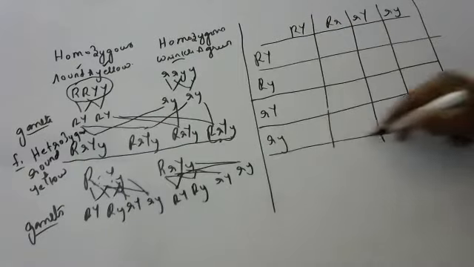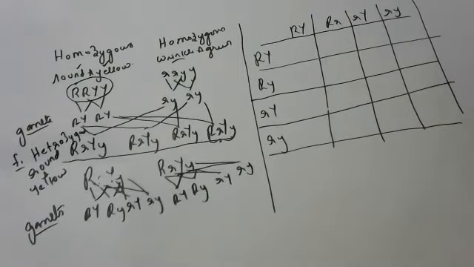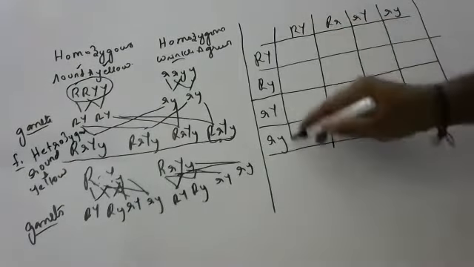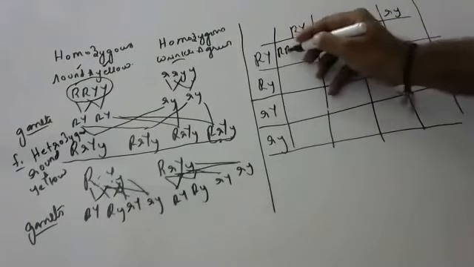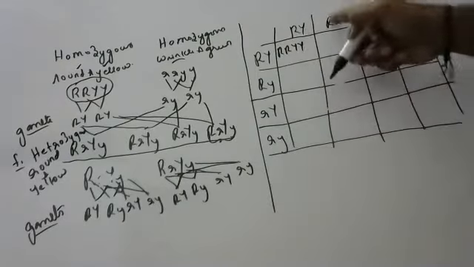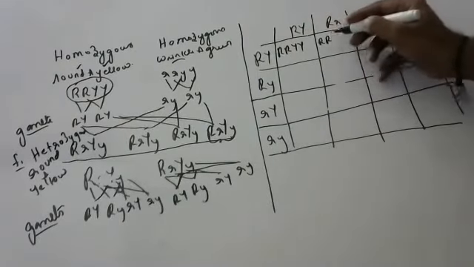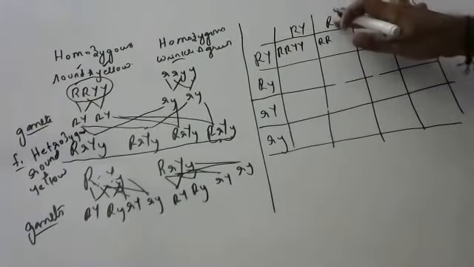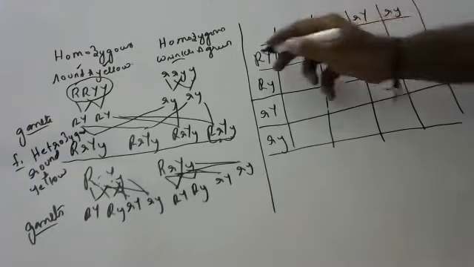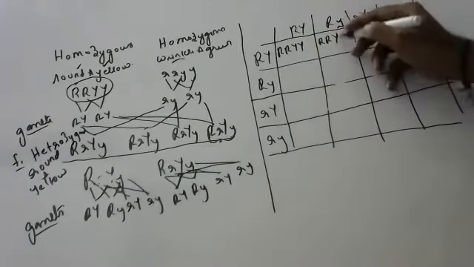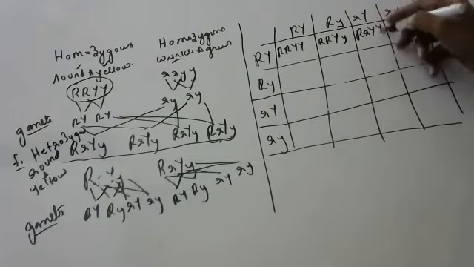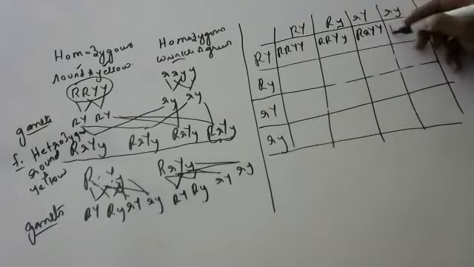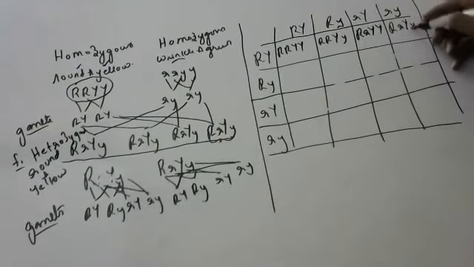Please check here, children. Now, if these both we cross, we'll get bigger, bigger, big Y, big Y. If these both we cross, bigger, bigger, big Y, small y. If these both we cross, bigger, smaller, big Y, big Y. If these both we cross, bigger, smaller, big Y, small y.